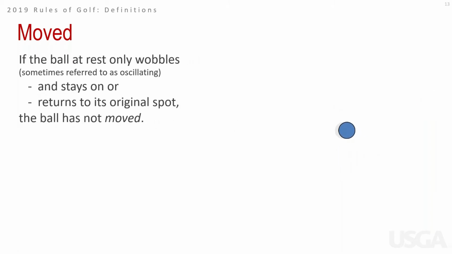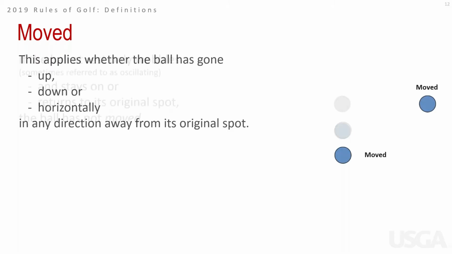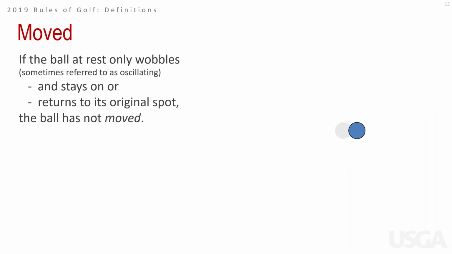Now, if the ball at rest only wobbles, which again is termed oscillating, and it stays on or returns to its original spot, this ball is not considered to have moved. So if you watch this ball here, it oscillates and returns to its original spot, so the ball has not moved. And you'll see that fairly commonly if you're on the putting green on a windy day and the ball is kind of shaking. Provided that it doesn't change its spot and it returns to its original location, that ball is not considered to have moved.